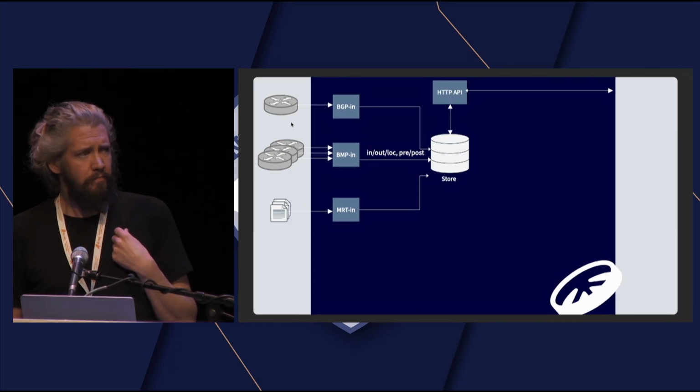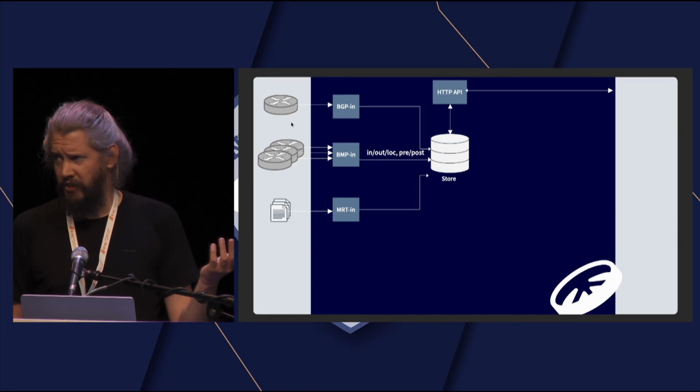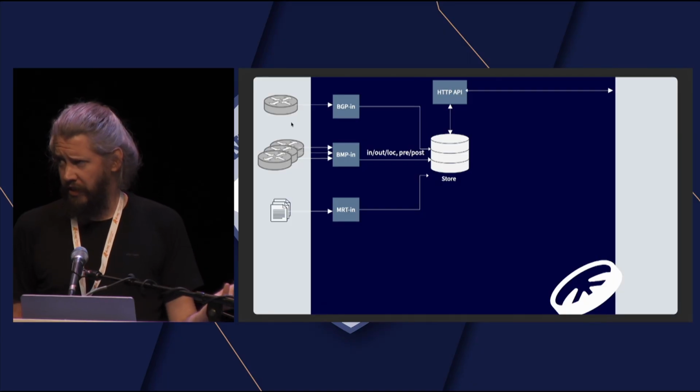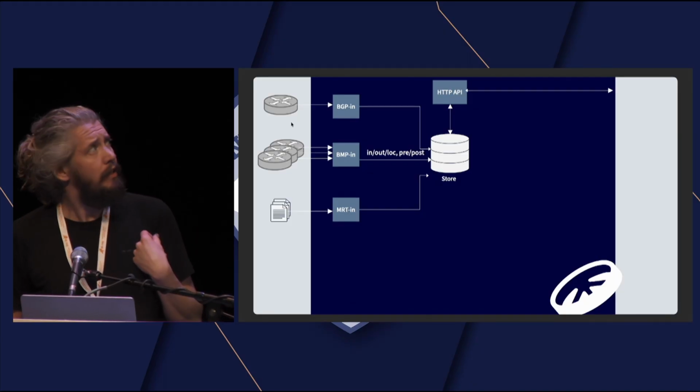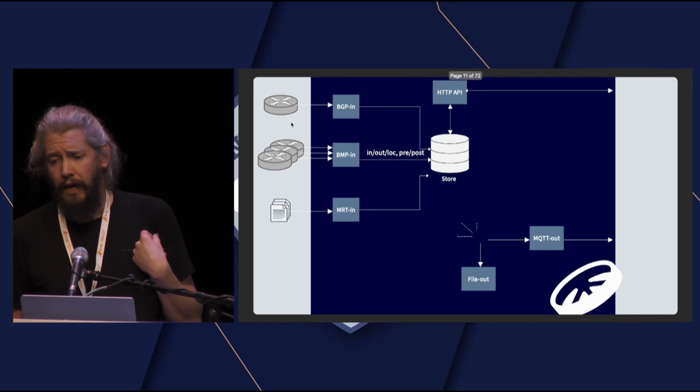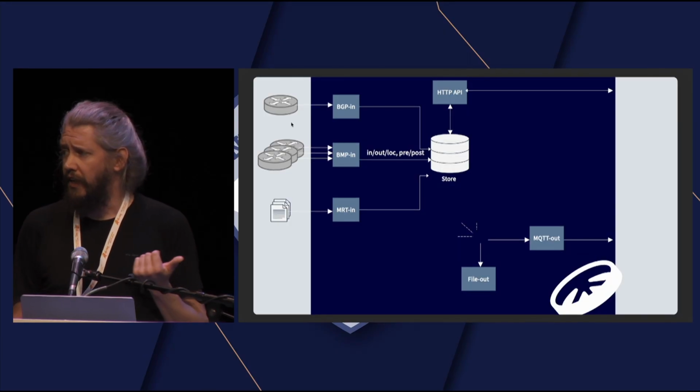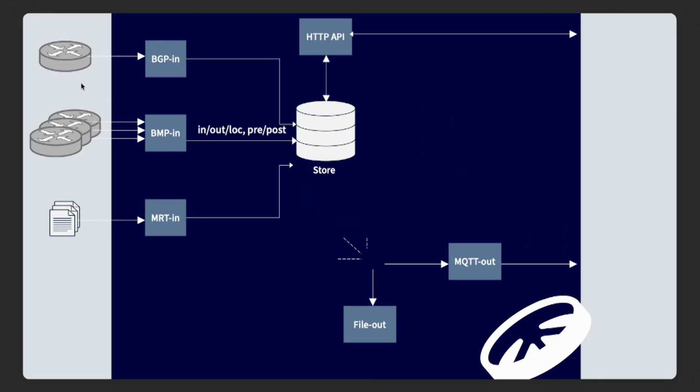Then, getting stuff out, surprise, surprise. JSON, many gigabytes of JSON. If you want it, you can get them here. And another way to get data out is either via MQTT or write to a file. So these are basically all the components.